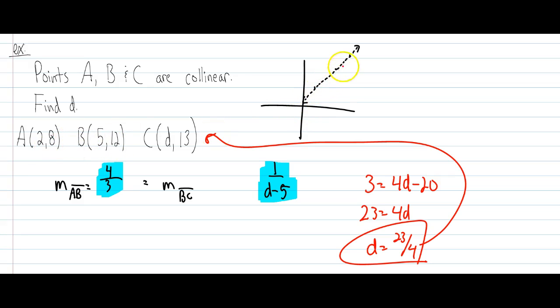This slope is going up from left to right, so since point C has a higher y value, the x value should be farther to the right, and 23/4 is, so I'm pretty confident that answer is correct.